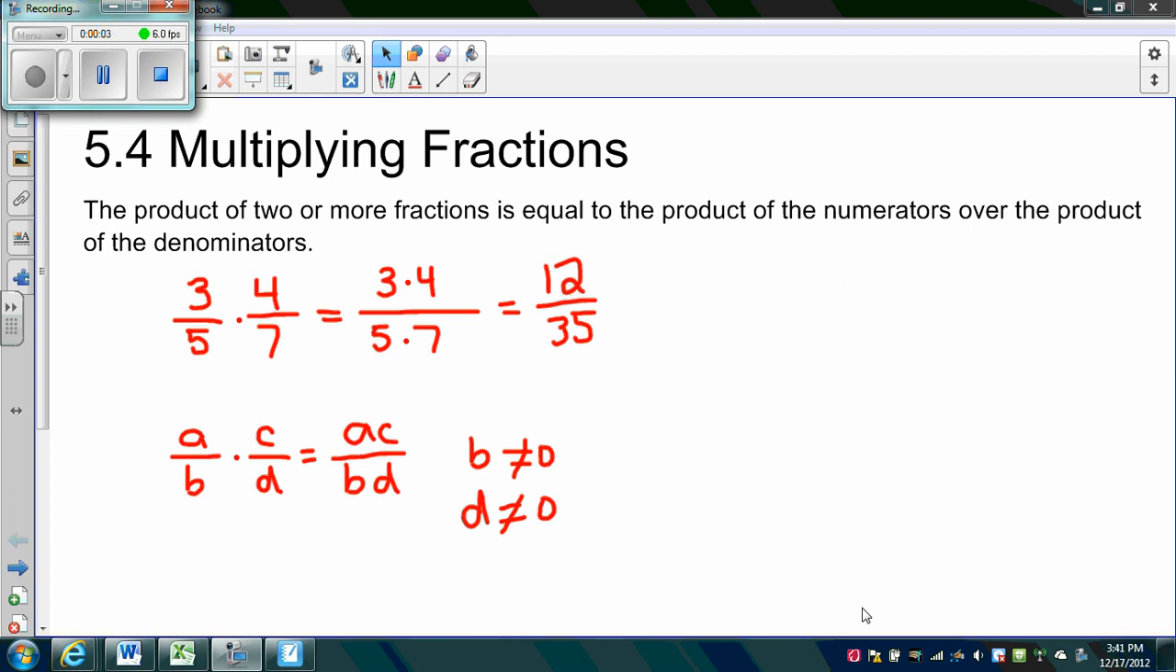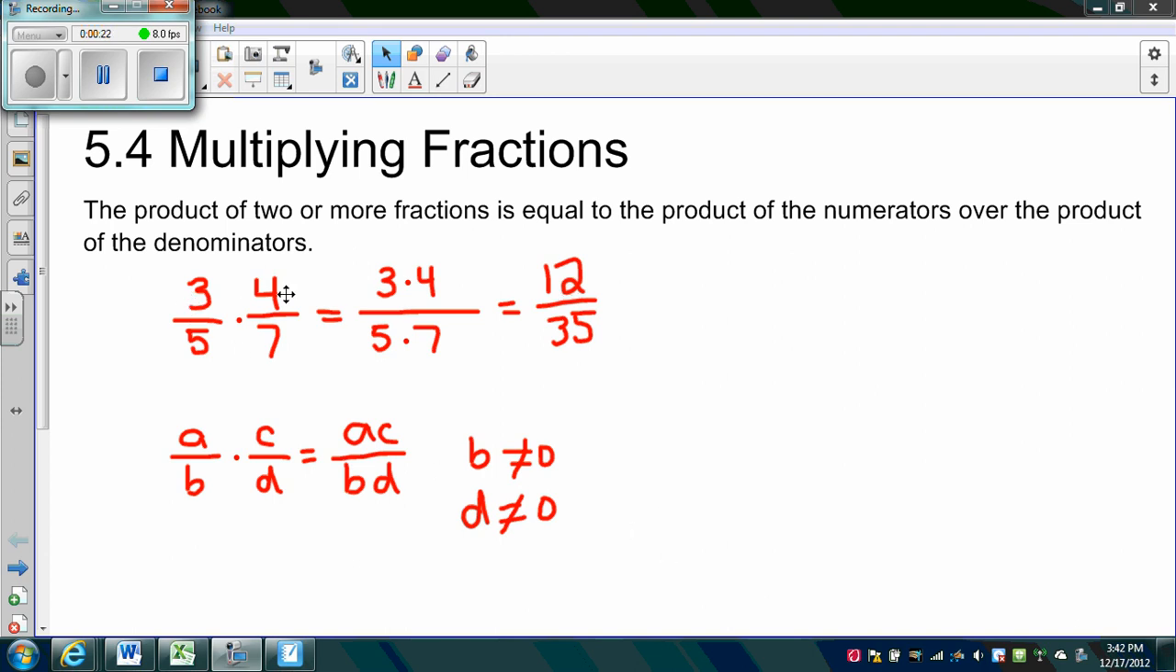This lesson's 5.4 on multiplying fractions. And one thing I really like about multiplying fractions is it's a whole lot easier than trying to add or subtract unlike fractions. Because in this case, you don't need them to be like fractions in order to multiply them. The rules are pretty simple.